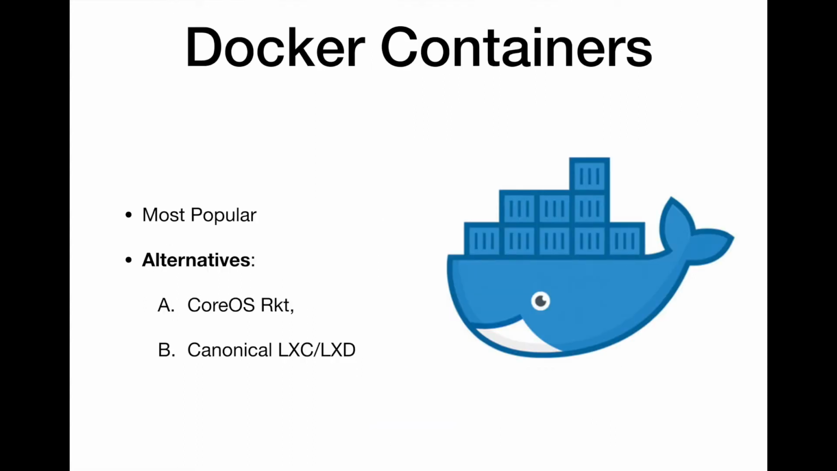Docker containers. Docker is the most popular container engine. Its alternatives are CoreOS Rocket and Canonical LXC and LXD. Almost 90 to 95% of the market actually uses Docker containers, while the rest of the market uses the other alternatives such as CoreOS Rocket or Canonical LXC, LXD for some specific use cases.